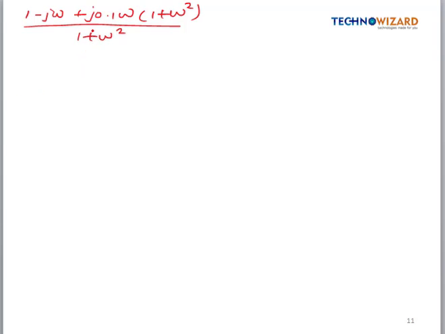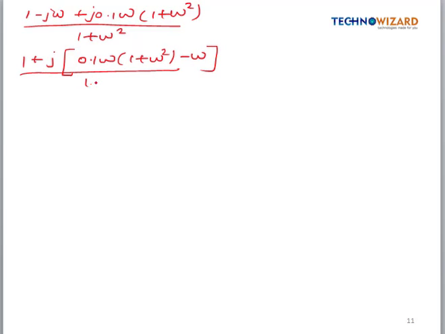So now let's take j common from here. So this is 1 plus, so I am taking j common. So this will be equal to 0.1 omega into 1 plus omega square in minus omega divided by 1 plus omega square. So now the circuit is under the resonance, it means the imaginary term of Z is equal to 0.